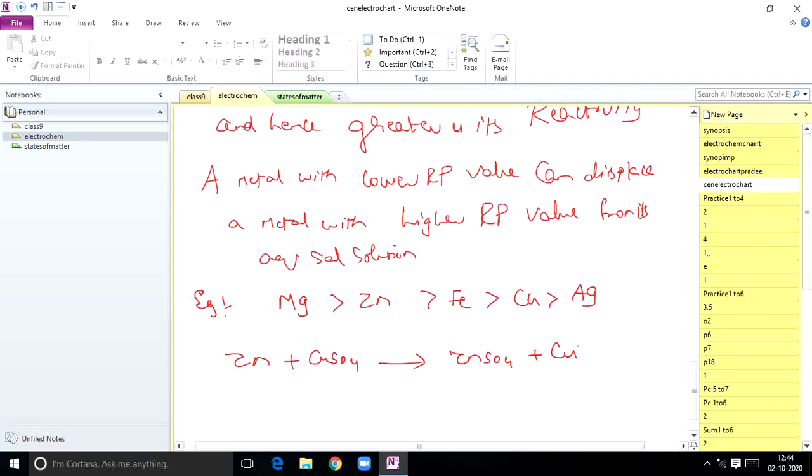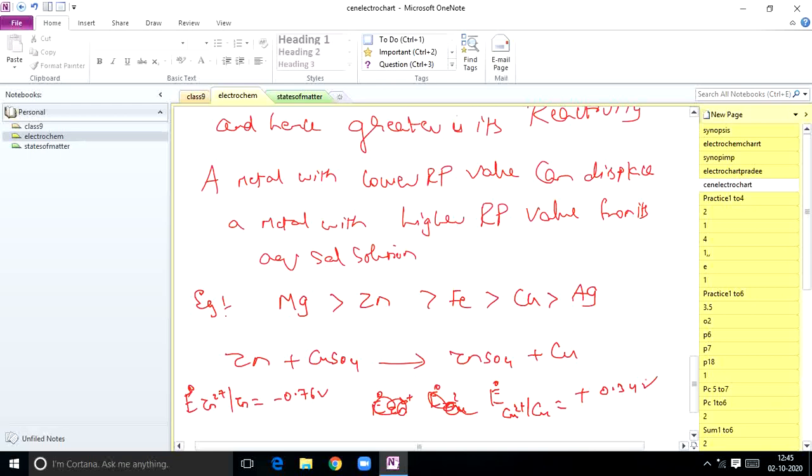If you observe the chart, for the electrode reduction potential of zinc, E naught Zn2+ by Zn, what is the reduction potential value of zinc? It is given as minus 0.76 volts. And the reduction potential value of copper, E naught of Cu2+ by Cu, is given as plus 0.34. So from this, zinc displaces copper from copper sulfate solution.